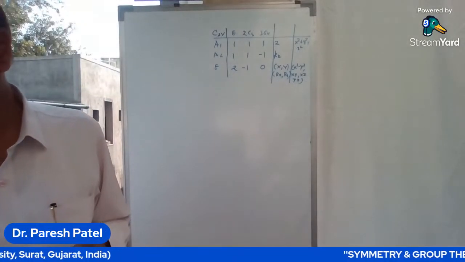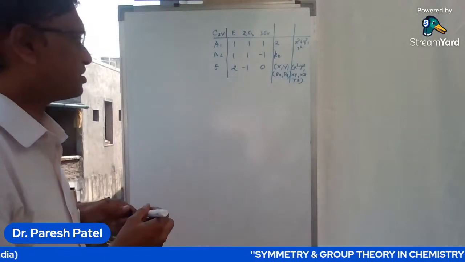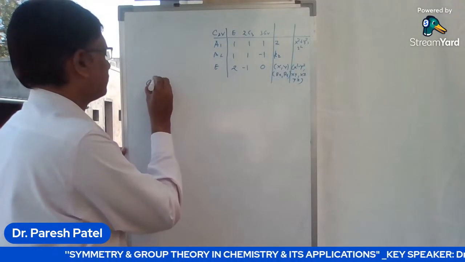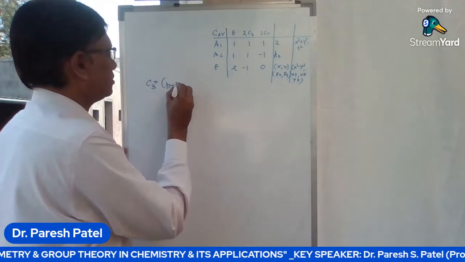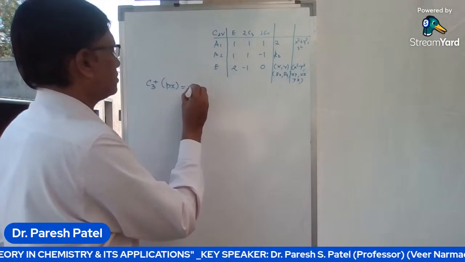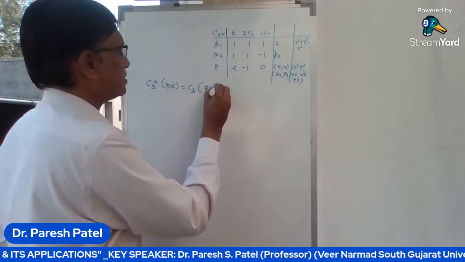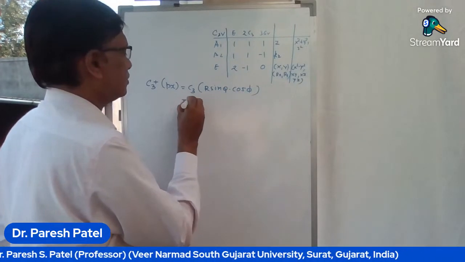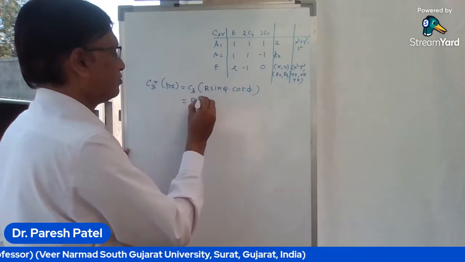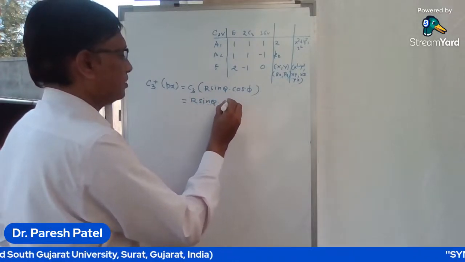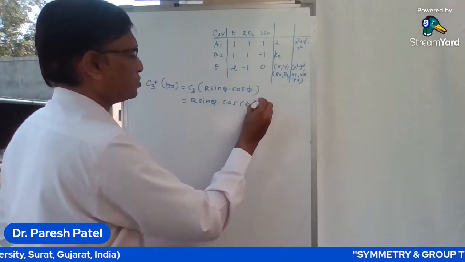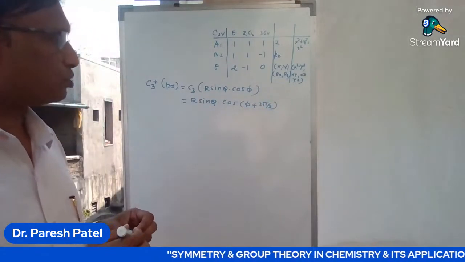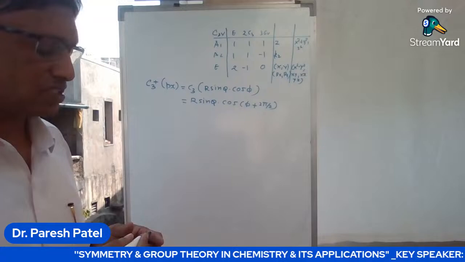Now, if you operate the C3 symmetry operation, either C3 plus or C3 minus, on px, which equals r sine theta cos phi, theta remains unchanged and phi changes to phi plus 2 pi by 3. In the case of the ammonia molecule, we have to rotate this molecule along the main principal axis by 120 degrees.